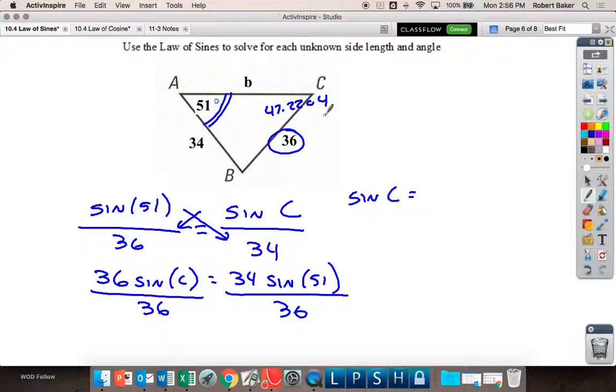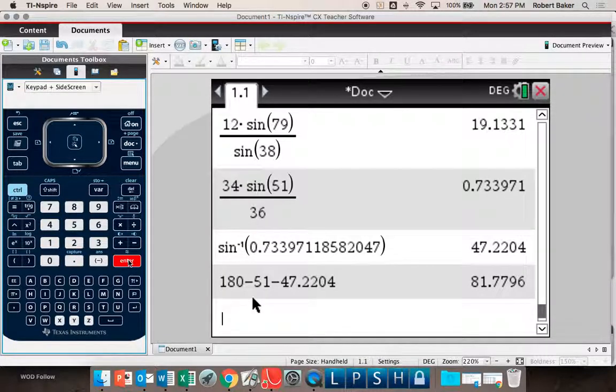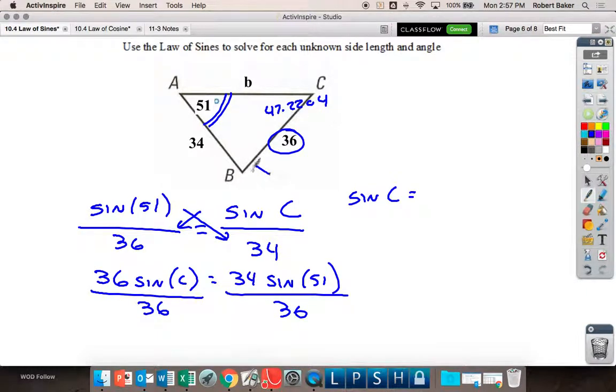And then I have two angles in a triangle. Can I find the third one? 180 minus 51 minus 47.2204. The other angle is 81.7796. Now I can use that angle to solve for little b.